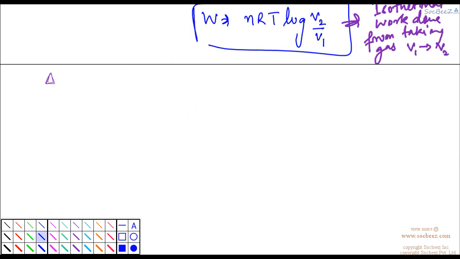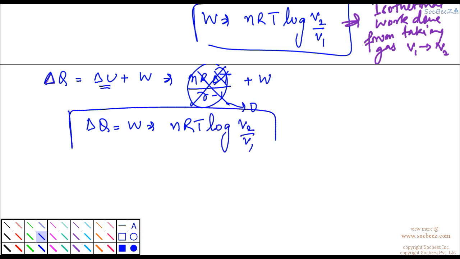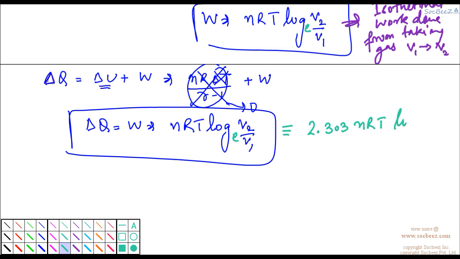We can find the delta Q as well for the process, which is nothing but delta U plus W, which can be now put as nR delta T upon gamma minus 1 plus work. And as we know, delta T for this process is 0, so this term becomes equal to 0. So delta Q is nothing but work only, which gives us nRT log V2 upon V1. Please be careful that here the log is to the base e, right, not to the base 10. So if you have to put this value in terms of log 10, you can multiply by 2.303 nRT into log to the base 10 V2 upon V1. So here work and Q are the same.